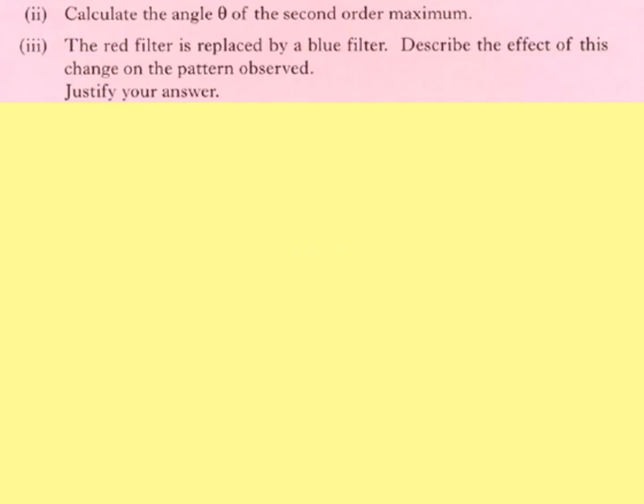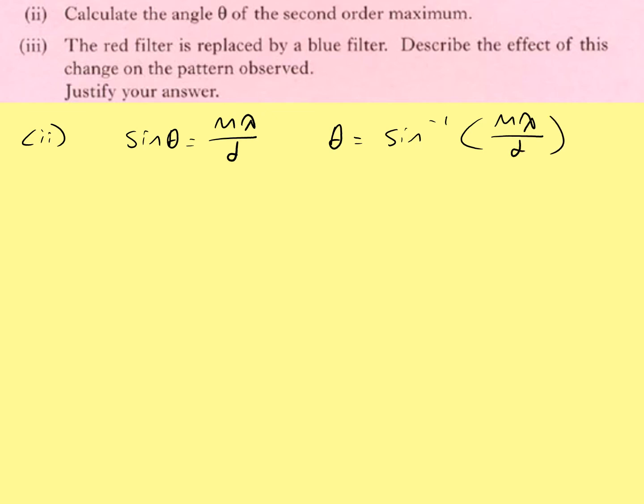Part 2, calculate the angle of the second order maxima. This is very similar to the previous question. So again, I'm going to go into my rearranged equation. So this is part 2. And I'm going to say that the sine of theta is equal to m lambda over d. In fact, I'm going to go one step further, and I'm going to say that theta is equal to the inverse sine of m lambda over d. That'll help cut down on our working.